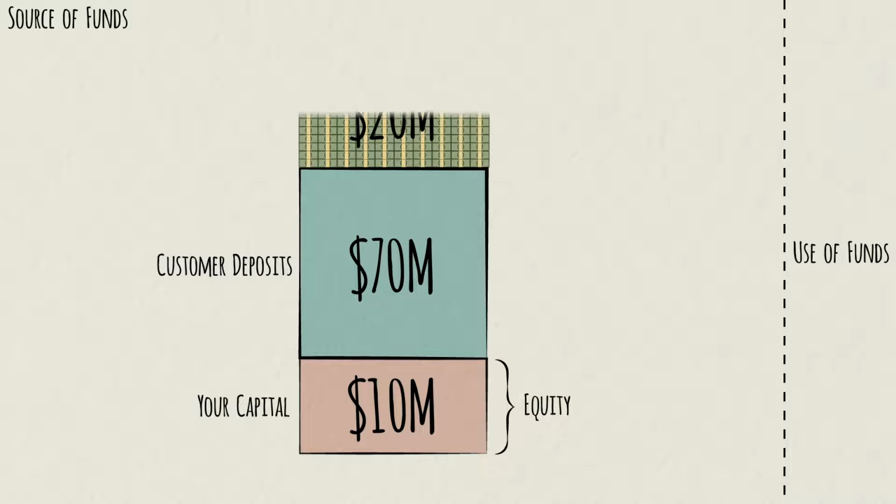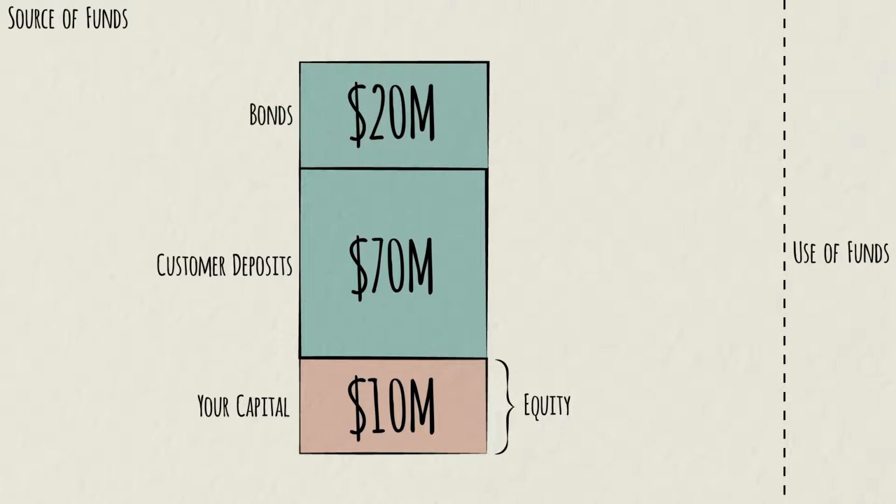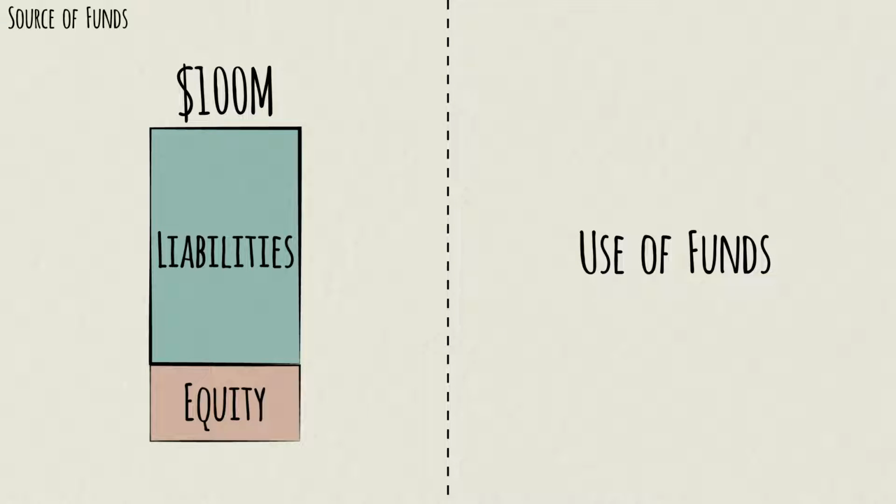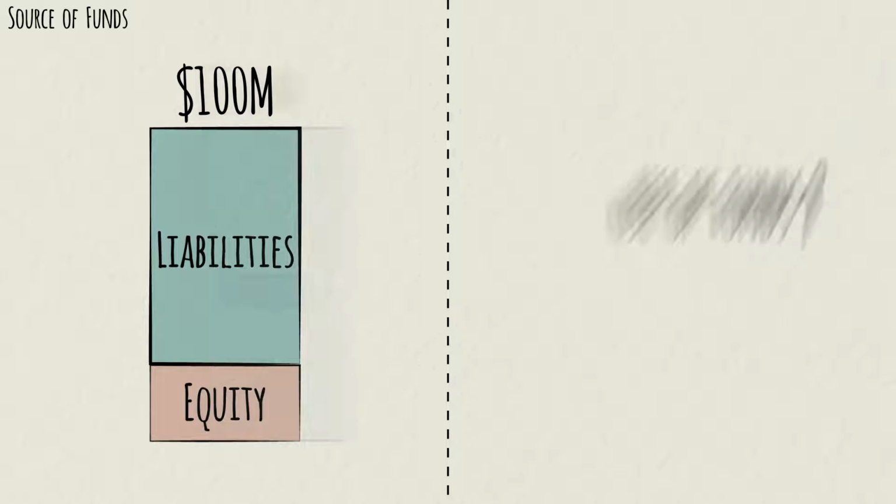You raise an additional $20 million from investors by issuing bonds. These two are your liabilities, since effectively you are borrowing from your customers and investors. Now you have $100 million in available funds that you can use in your bank. Let's talk about how you can use these funds to generate income.